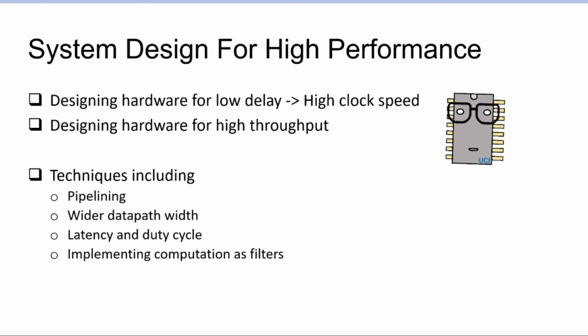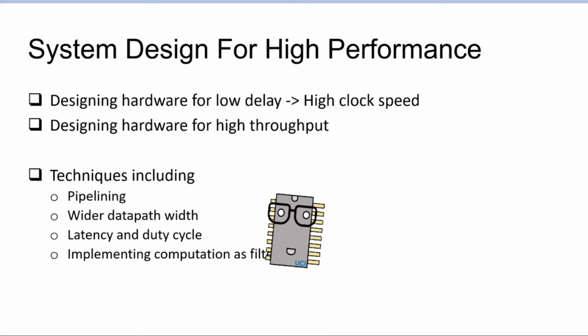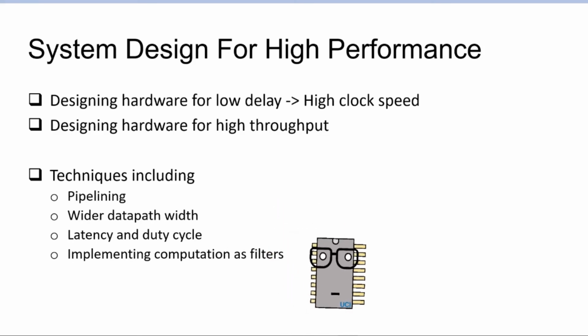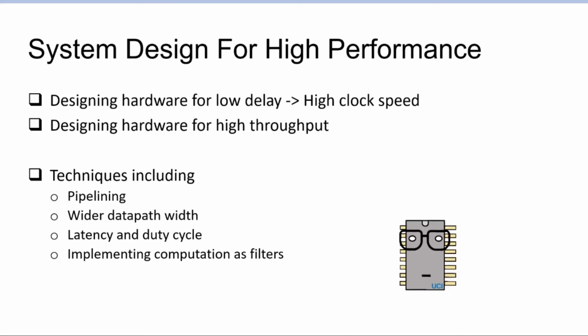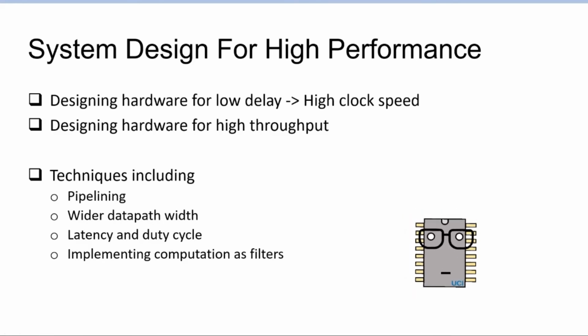So typically designers aim to create a design with a very high clock speed, as well as per clock, do as much useful work as possible. There are a lot of techniques involved, including how to do good pipelining, getting wider data paths, latency and duty cycle issues, and implementing computations as filters, things like that. But I hope we can cover at least a couple of these things.